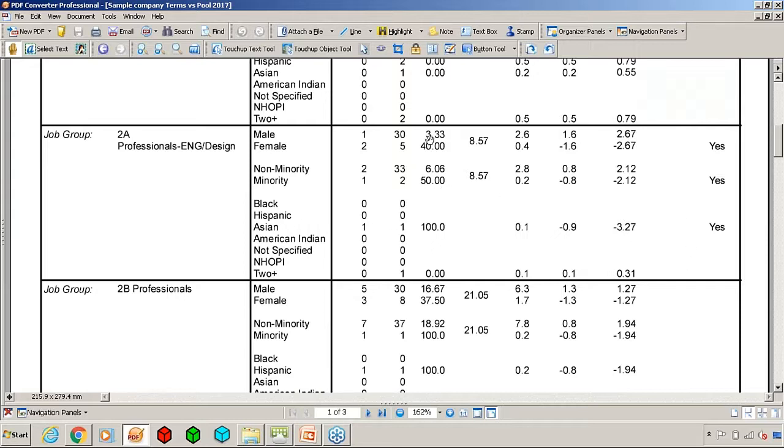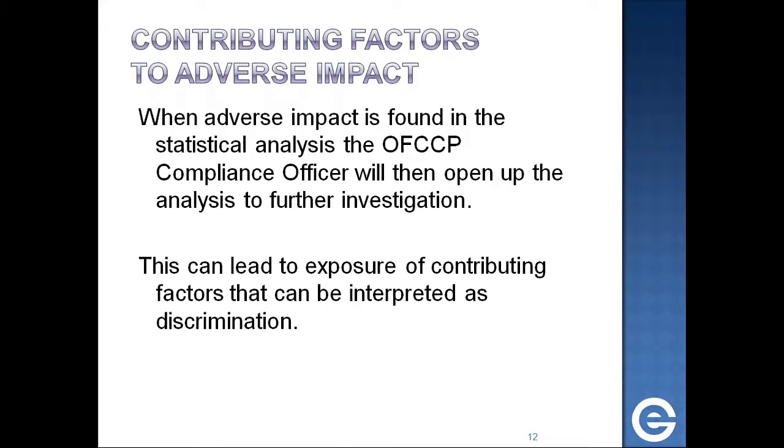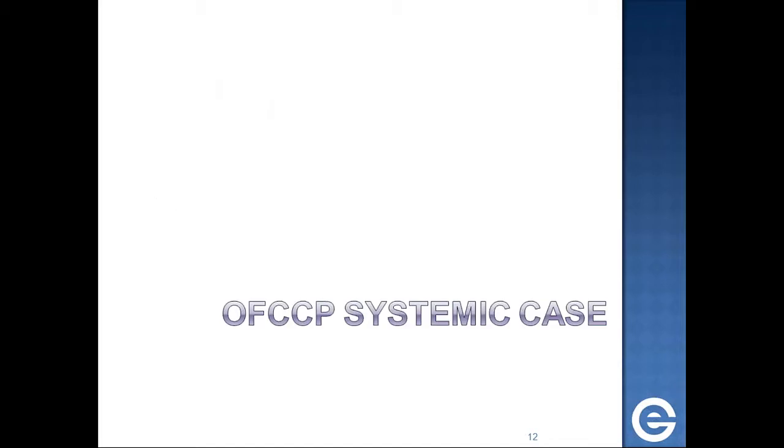So whenever you have this selection rate right here that is much higher, or it's at a higher rate that causes adverse impact against a protected category, it will flag an indicator of discrimination. The key to this, and this is never good to go into an audit with adverse impact, the key to this is to be able to show your backup documentation. So when adverse impact is found in statistical analysis, the compliance officers will then open up the analysis to further investigation. It can lead to exposure of contributing factors that can be interpreted as discrimination.